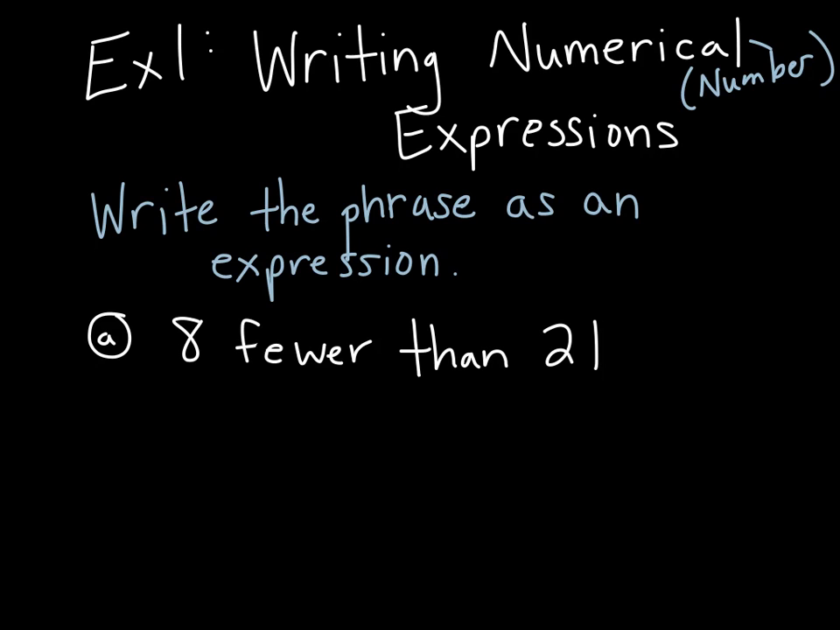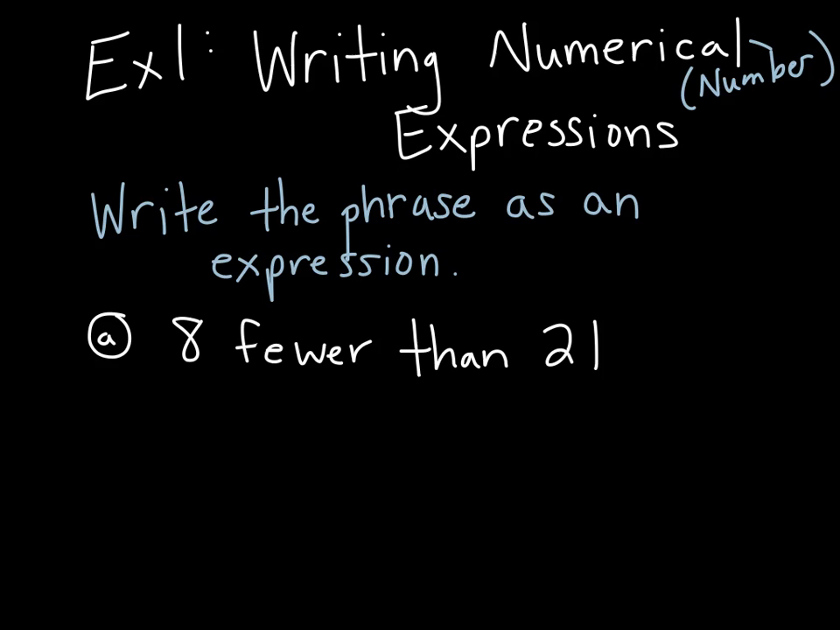For example A, they're asking us to write the phrase as an expression, and the phrase they give us is 8 fewer than 21. And lots of times this year we've talked about how when it comes to addition and multiplication, you can change the order of the numbers. It's not going to change your final answer. But when it comes to subtraction and division, the order matters. And so that's something we're going to have to pay especially close attention to on this one, because if you look at it, fewer than is probably leaning us towards subtraction.